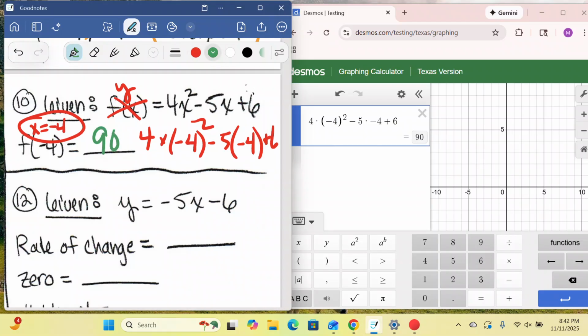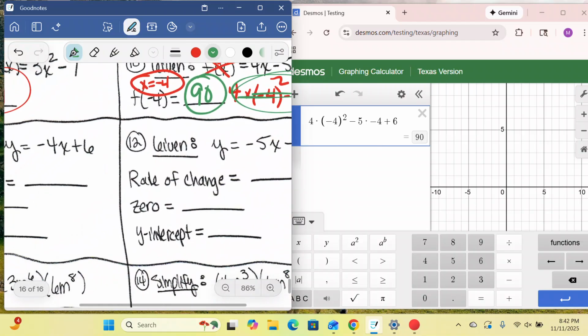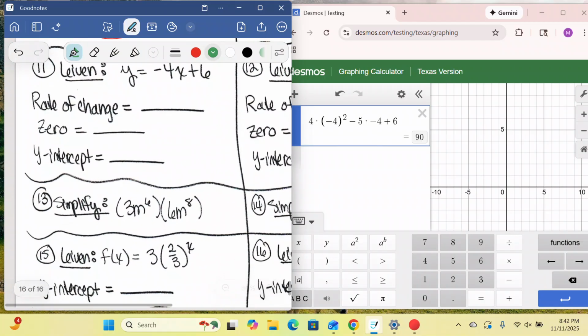So once again, try it out if you understand it. If you don't understand this right here, you can go ahead and try it out and find out if x equals negative 4. It's just a matter of learning how to input on Desmos.